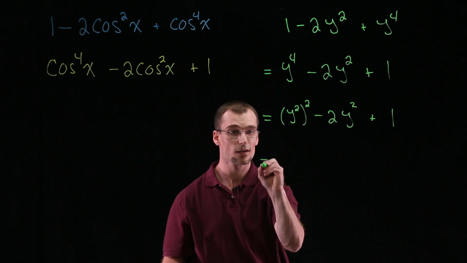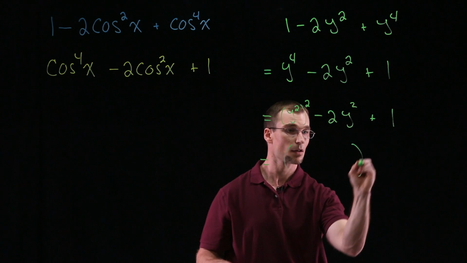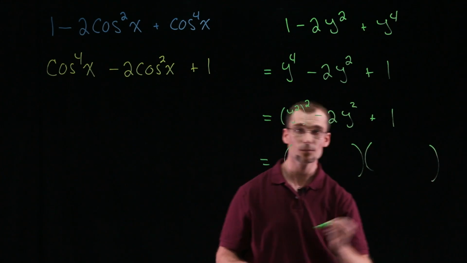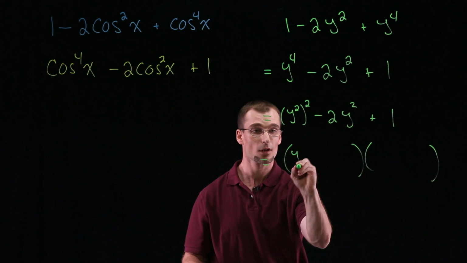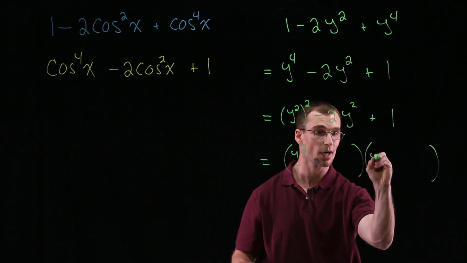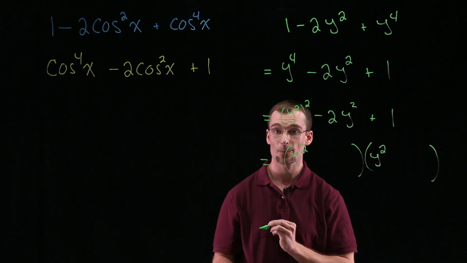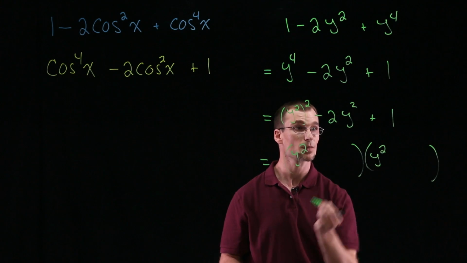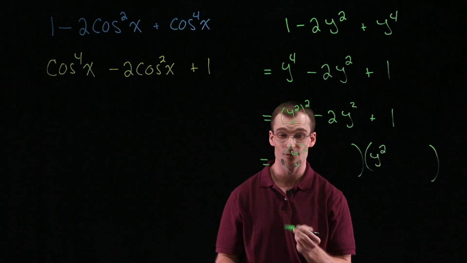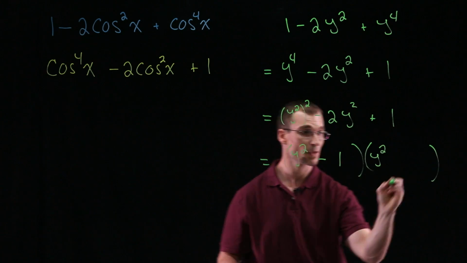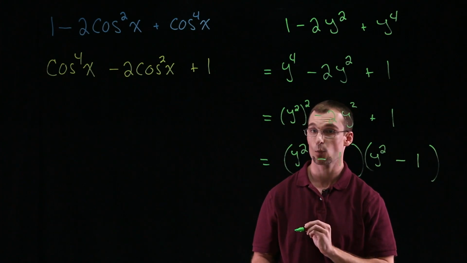And we go to factor that. What terms multiply together to give us y to the fourth? Well, our first terms are going to be y squared and y squared. And for the ending terms, we look at the factors of positive 1 that add together to give us negative 2. And namely, we get negative 1 and negative 1.